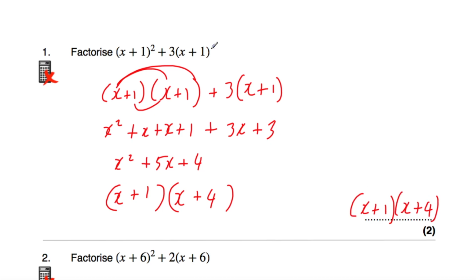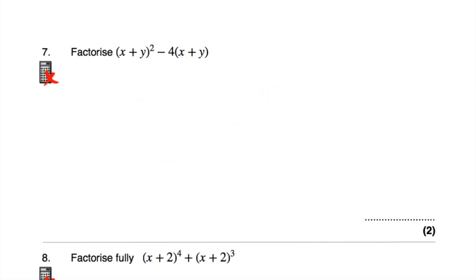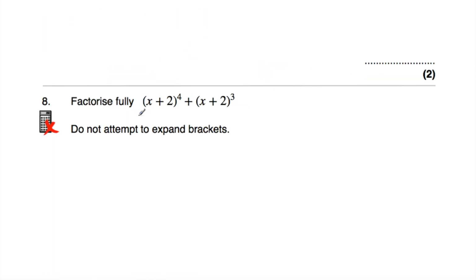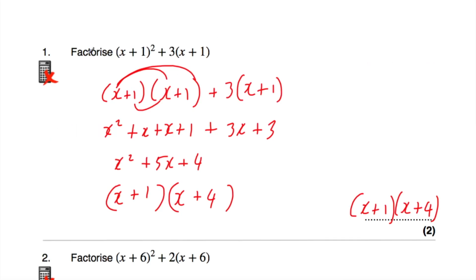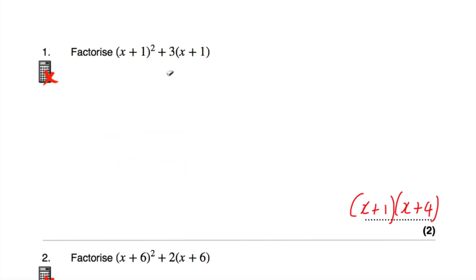But it can actually be quite useful to be able to factorise this without expanding it first. It'd be great if we could just factorise it straight away. Later on, with questions like (x + 2) to the power of 4 plus (x + 2) cubed, where we've got to factorise fully, we're told not to expand our brackets because it would take quite a lot of time, and you can factorise it really quickly and simply. So let's see how I would factorise this without expanding the brackets. That's really what this booklet is focusing on.